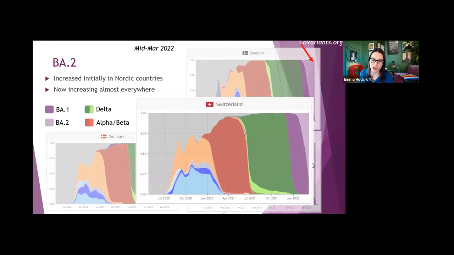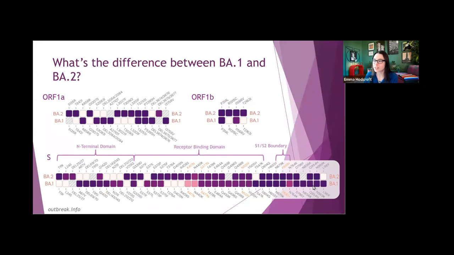This graph is a couple of weeks out of date. I think we're more like 90%, 10%. So 90% BA2 and 10% BA1 now. BA2 is really starting to dominate. And so I think this raises, of course, interesting questions about, okay, we know these are both Omicron, but what is the actual difference that we see between BA1 and BA2?